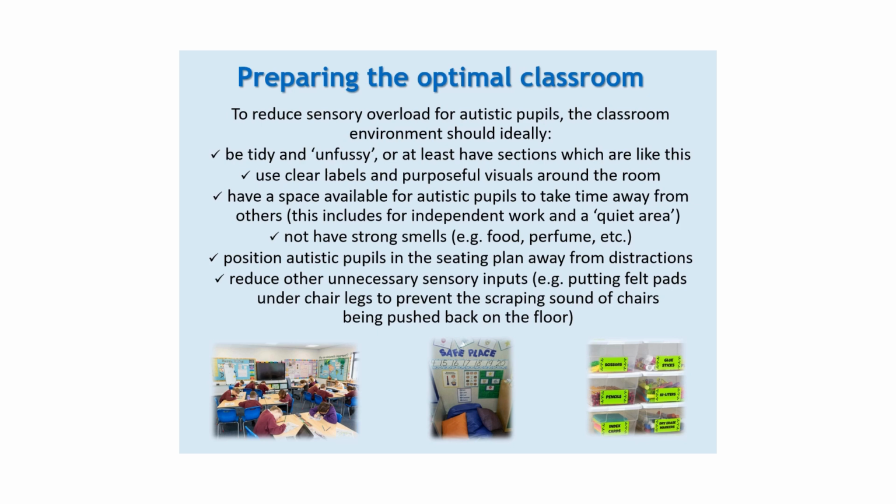Not have strong smells, for example food, perfume, etc. Position autistic pupils in the seating plan away from distractions, and reduce other unnecessary sensory inputs. For example, putting felt pads under chair legs to prevent the scraping sounds of chairs being pushed back on the floor.